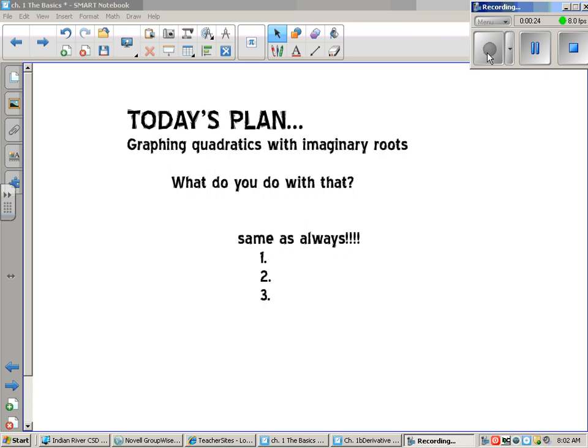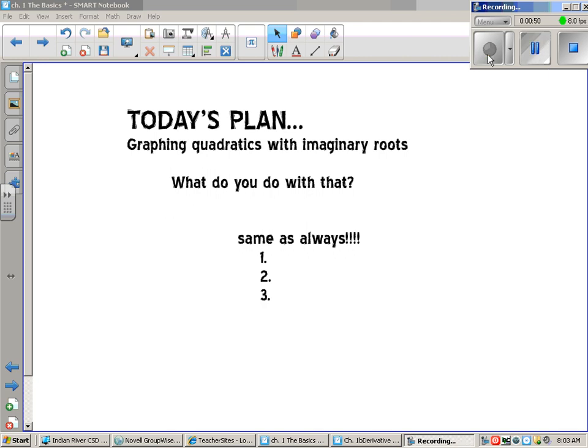You recall we learned how to graph parabolas. We worked quite a bit on how to graph a parabola. But those all entailed ones that had rational roots, ones which actually crossed that x-axis. Well, today's plan is we're going to graph quadratics, but with imaginary roots. This obviously poses its own little issue. So what do you do with that? What do you do when you have something that has imaginary roots?